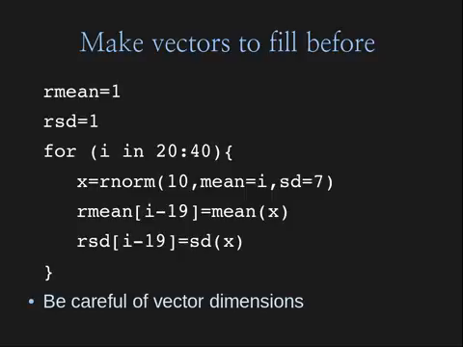But yeah, again, be careful of your vector dimensions, because if you just put i in here, it'd start filling at 20, which means it would also fill in 1 to 20 with just a bunch of NAs, and then you would start getting all of your numbers. It's not the end of the world, but it's a little bit of a pain.